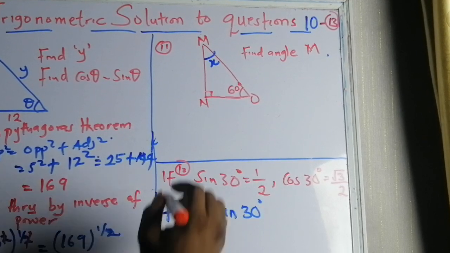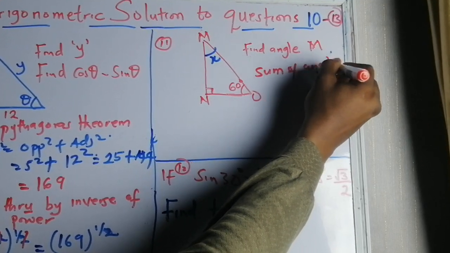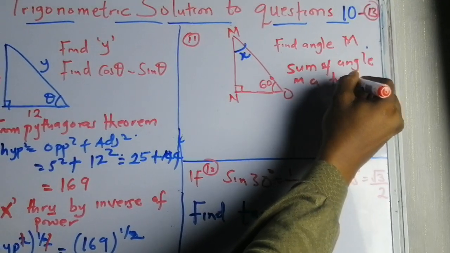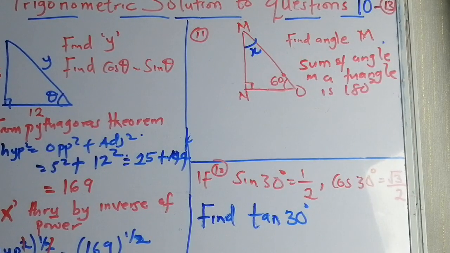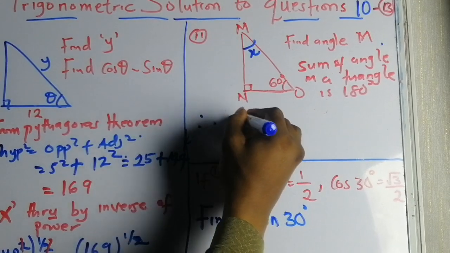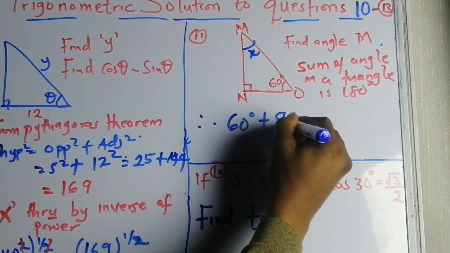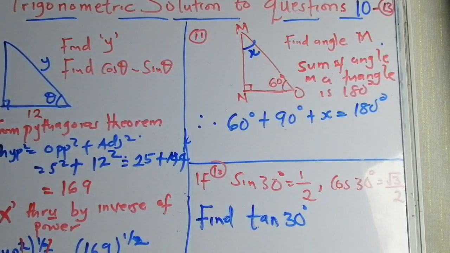So since you already know that, first you say the sum of angles in a triangle is 180 degrees. If it's a theoretical question, you need to write it. You now say therefore 60 degrees plus 90 degrees plus x equals 180 degrees. It's as simple as that. And you must put your degree. If you did not put your degree, you'll be marked wrong if it's a theoretical question. But if it is objective, there's no need, since you have options where you pick your answer.